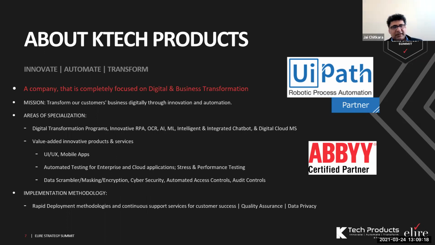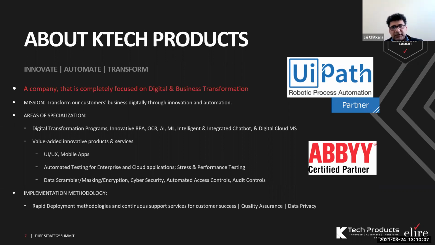As you see in the tagline, we're focused on innovation, automation, and transformation. We're a company which is totally focused on digital and business transformations. We're partnered with companies like UiPath, Automation Anywhere, ABBYY, which is the leader in OCR technology, Microsoft Power Automate, and many other partnerships, so that we have a solid network when it comes to the latest cutting edge technologies. We're also creating our own products, such as today's topic, AP invoice automation, and I'll show you some of the other products we have developed outside of UiPath and ABBYY in terms of innovation, automation, and transformation.